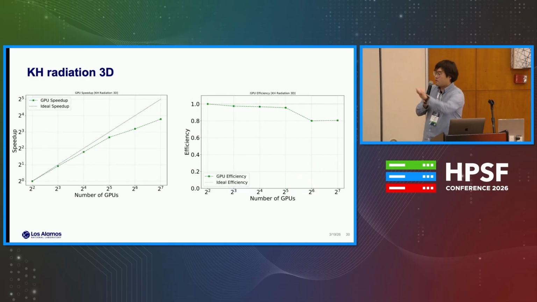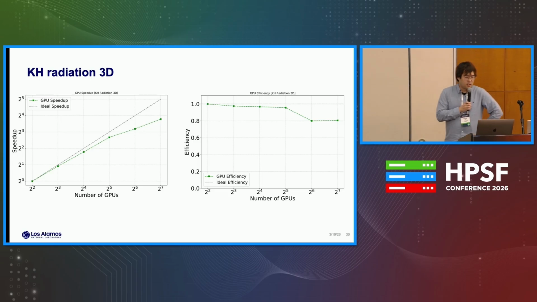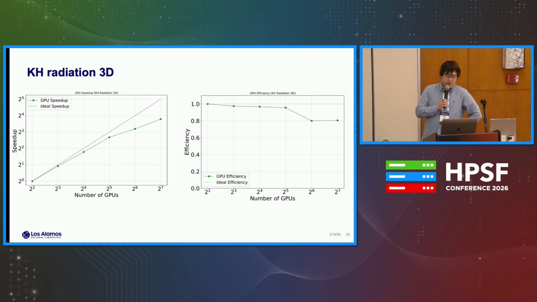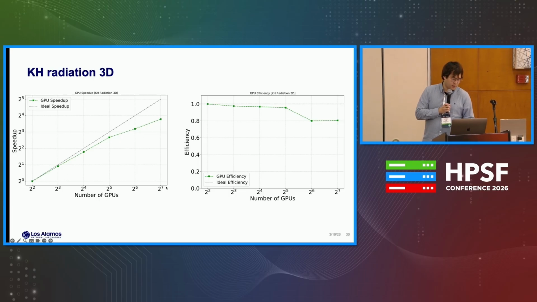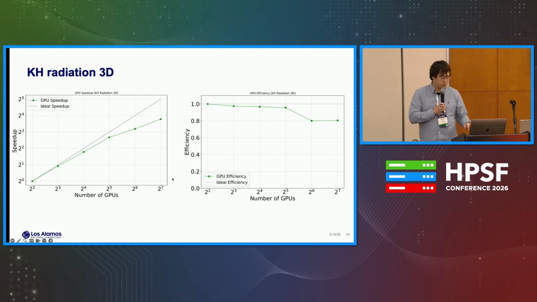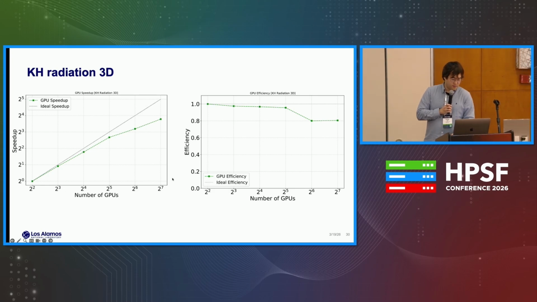Now with that, we ran the Capitan Alamos radiation case in 3D. With different numbers of GPUs on Chicoma, with the same architecture, it can run up to 2 to the 7, so about 128 GPU nodes, and shows pretty nice efficiency.